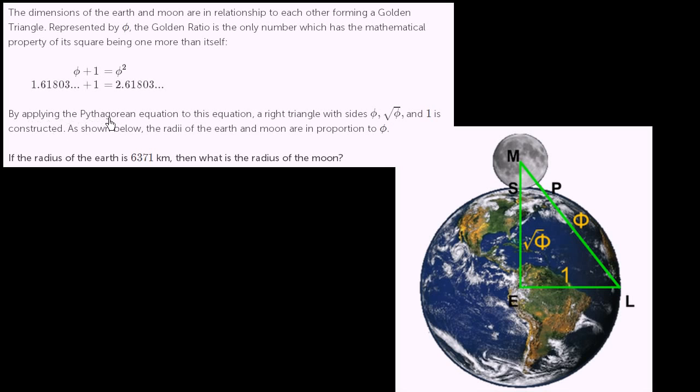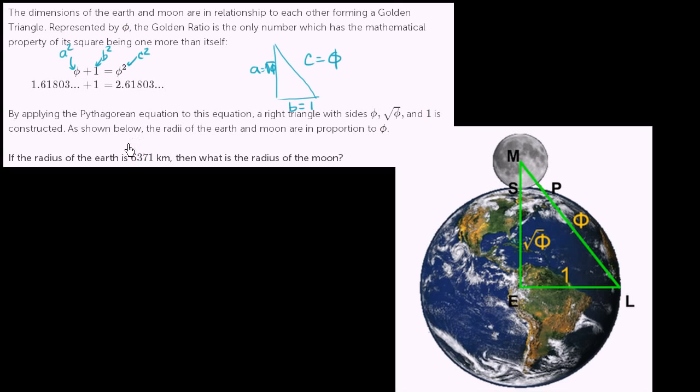They tell us by applying the Pythagorean equation to this equation, a right triangle with sides phi, square root of phi, and 1 is constructed. So what are they saying? Well, look, this looks kind of like the Pythagorean theorem. If we make this a squared, we make this b squared, and we make this c squared, you could think about that as expressing the relationship between the sides of a right triangle, where our hypotenuse c is equal to phi, the shorter side b is equal to 1, the square root of 1 is just 1, and the longer of the two non-hypotenuse sides is going to be the square root of phi. That's all they're saying with that first sentence.